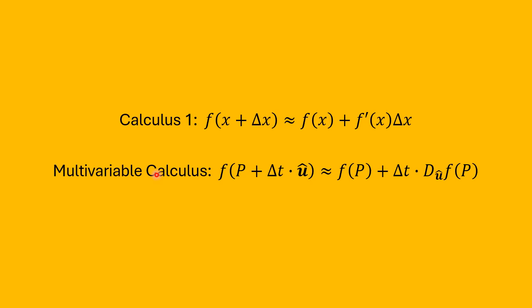In multivariable calculus, we will see very shortly that we have a similar formula. F of p plus delta t times our unit direction vector u is approximately f of p plus delta t times the directional derivative in the direction u of f evaluated at p.